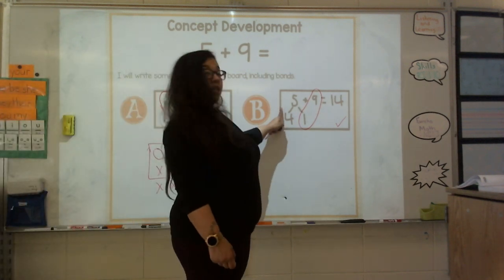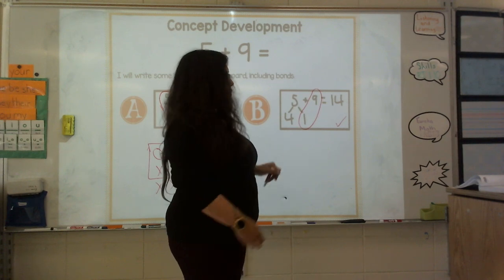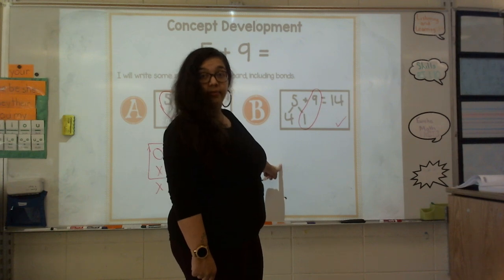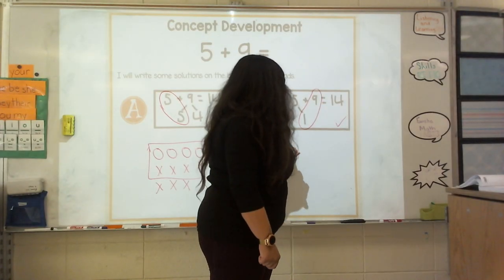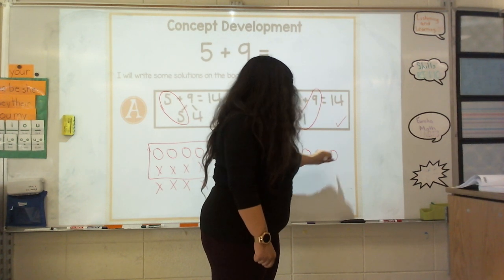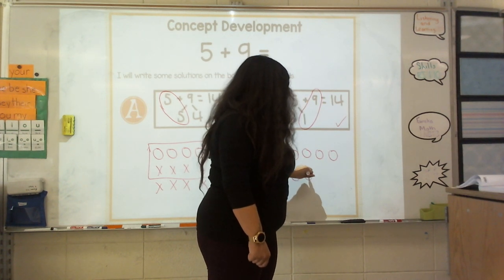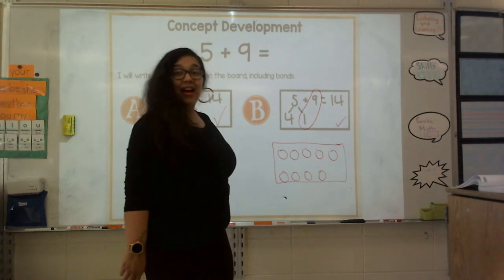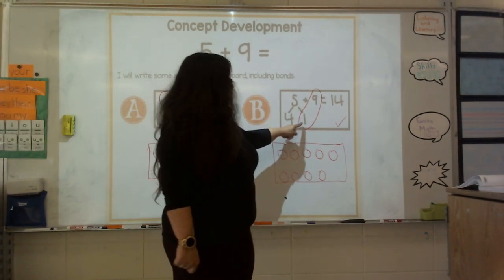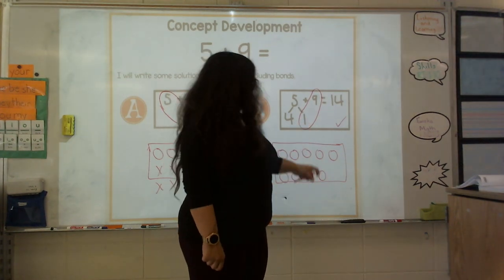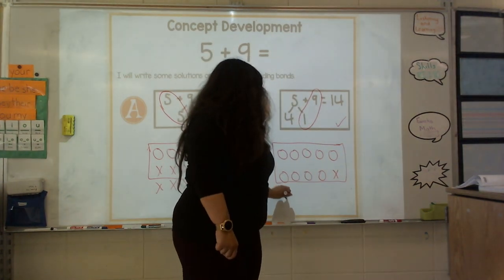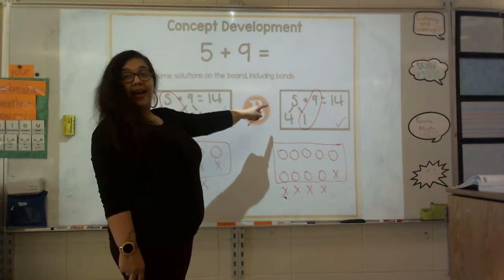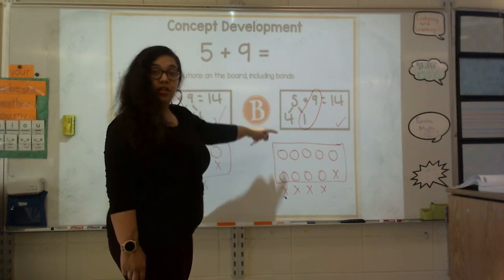Let's draw to match this breakdown. Which part goes in the box first on this setup? 9. Good. 1, 2, 3, 4, 5, 6, 7, 8, 9. Inside my 10 frame. Now we're going to draw the second part, 5, starting with the completion of the 10 frame. 1, 2, 3, 4, 5. Does this picture match that number sentence and the breakdown I did there to solve the problem?